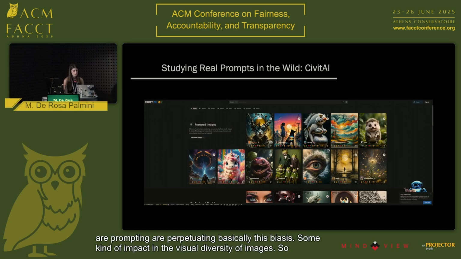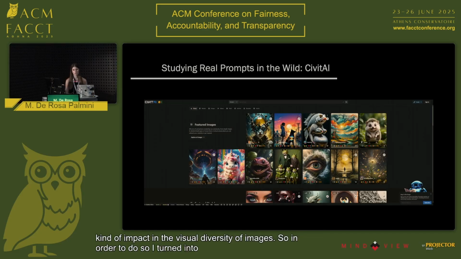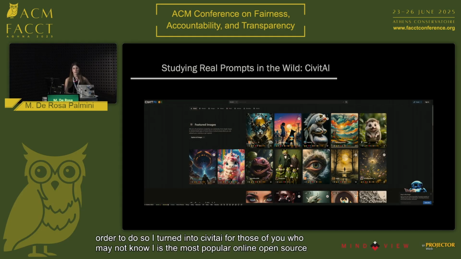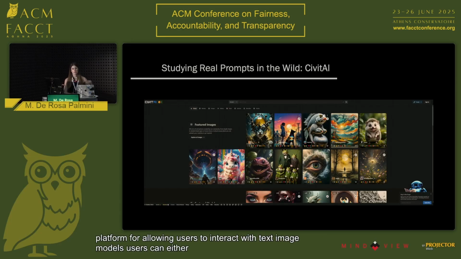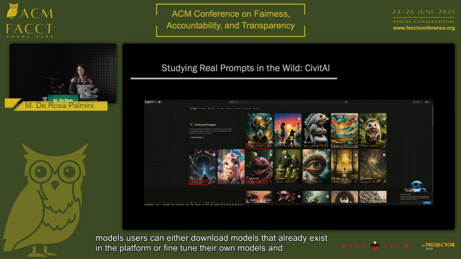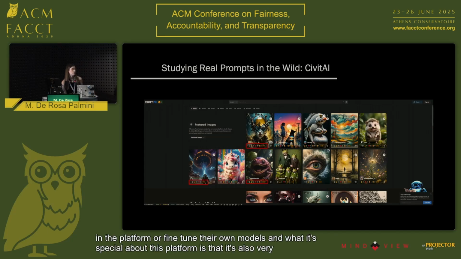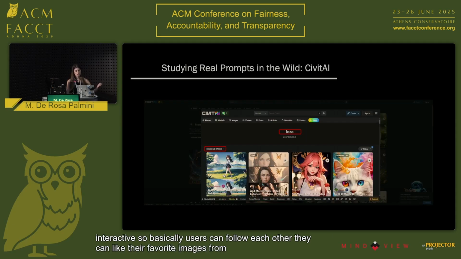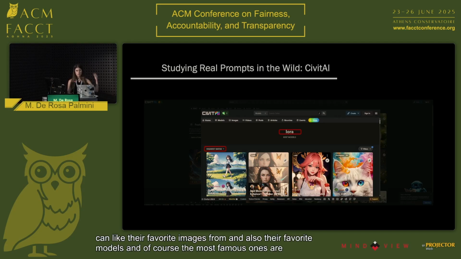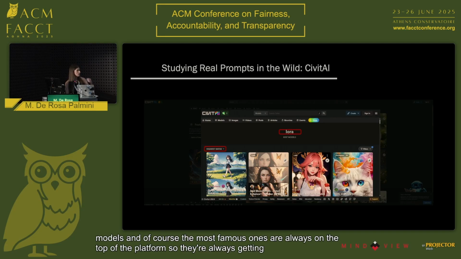So in order to do so, I turned to Civit.ai. For those of you who may not know, Civit.ai is the most popular online open source platform for allowing users to interact with text-to-image models. Users can either download models that already exist in the platform or fine-tune their own models. And what is special about this platform is that it's also very interactive. So users can follow each other. They can like their favorite images, prompts, and also their favorite models. And of course, the most famous ones are always on the top of the platform, so they're always getting perpetuated.